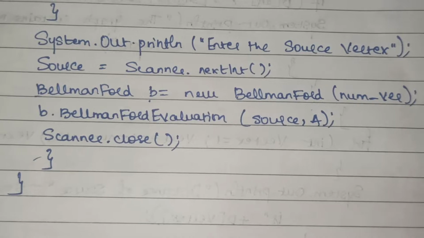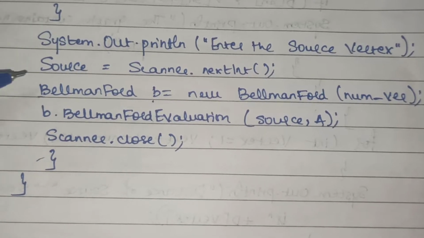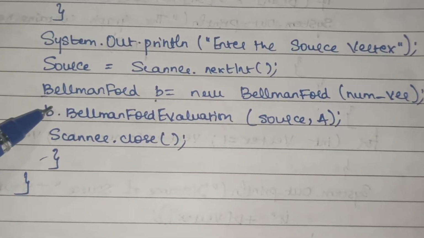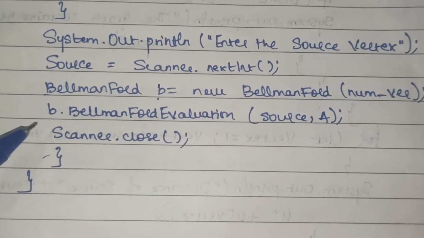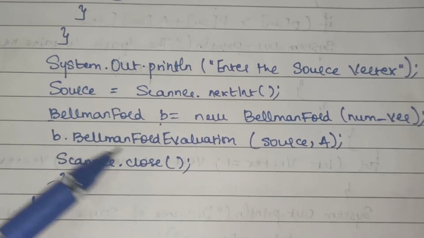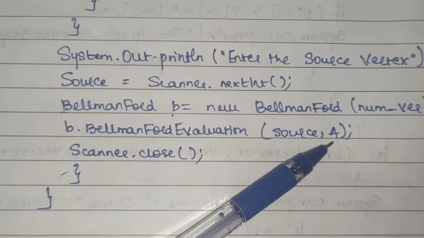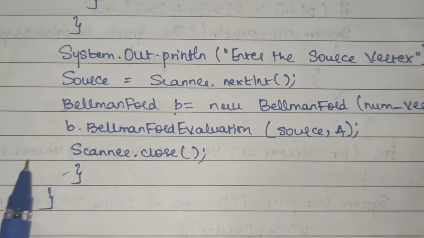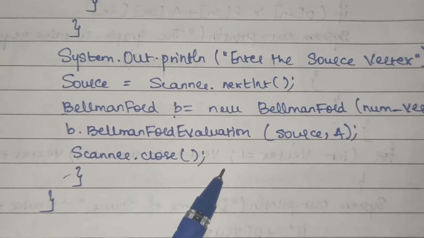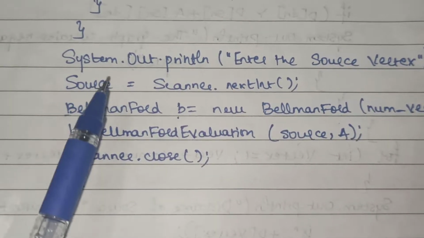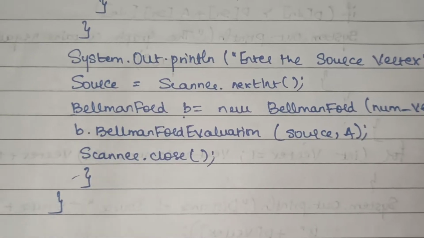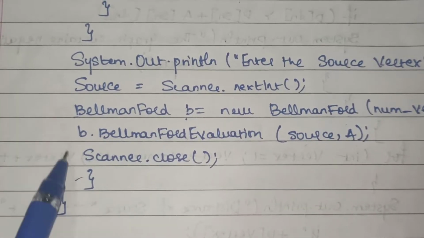When it comes back to the main function after the BELLMANFORD function, it will use that object that was created and call the other function, that is BELLMANFORD evaluation, and pass the source vertex and the adjacency matrix that was given by the user. And this is for the scanner class. You'll be closing the scanner class that you have opened for the user to enter the values. So this is about the main function.